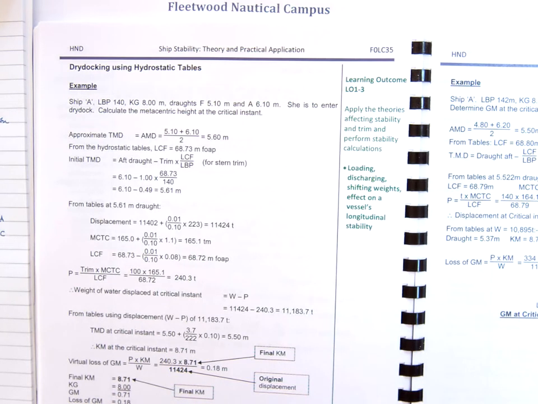So two potential pitfalls to watch out for there. You must get your KM at the critical instant. In other words, full displacement minus the P value gives you the true mean draft at the critical instant. Look up the KM, use that value, but you must use the full displacement on the bottom, because of course that hasn't changed.